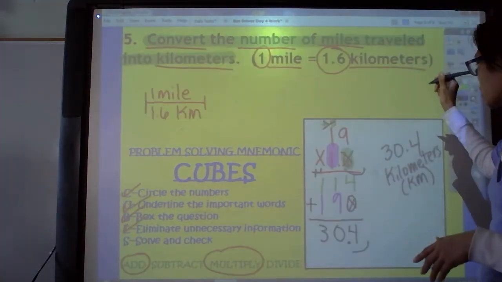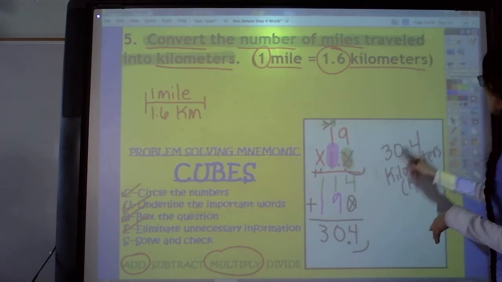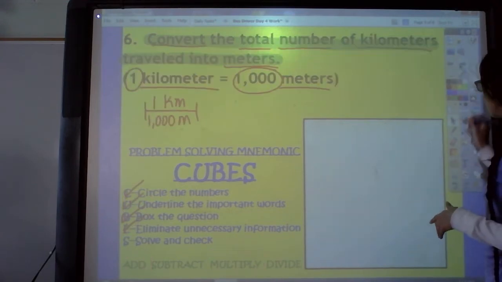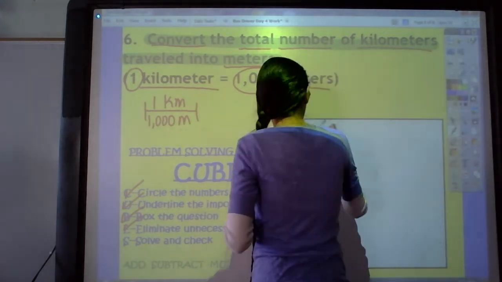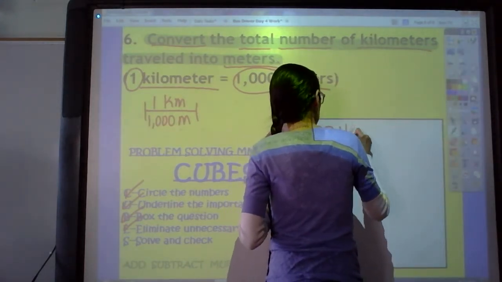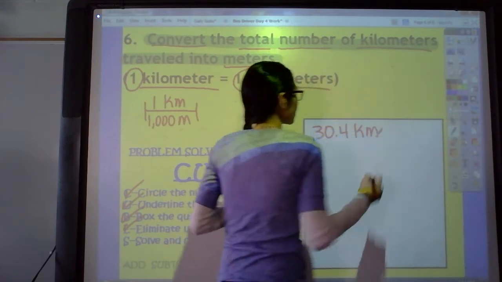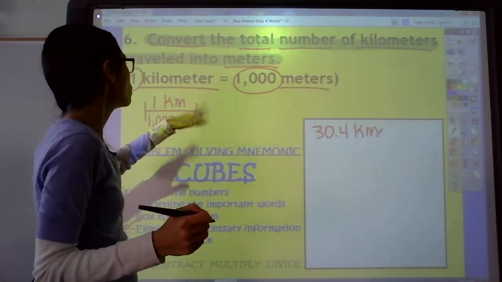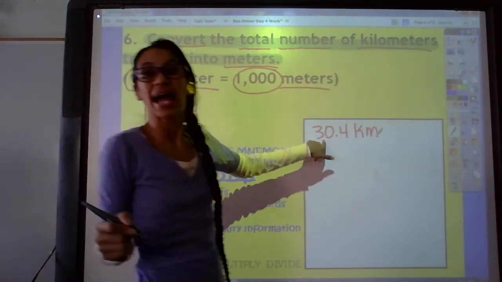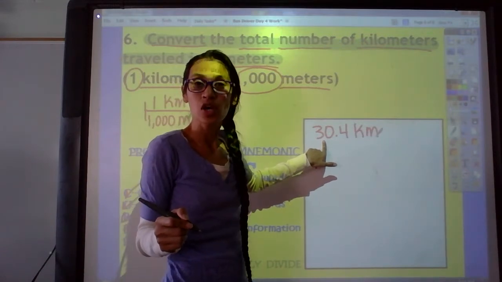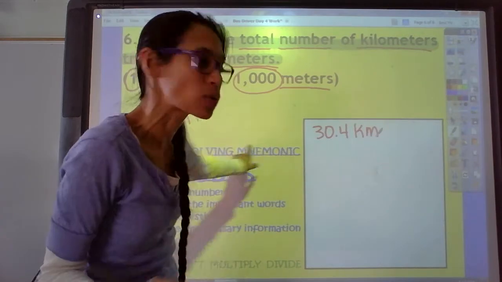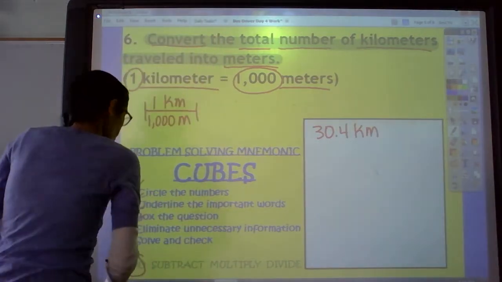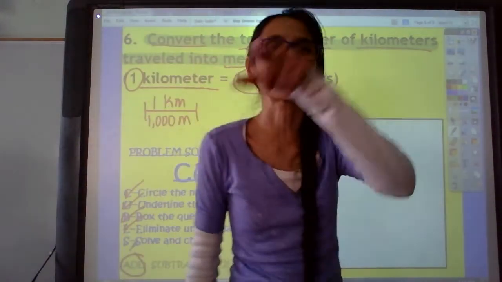The kilometers we did was right here, 30 and 4/10. I need to remember that. Miss Alana, remember that. We have 30 and 4/10 kilometers. Now to convert that into meters, I need to add that how many times? 1,000 times. Raise your hand if you want to add that 1,000 times. I know you can do that because you're so smart.